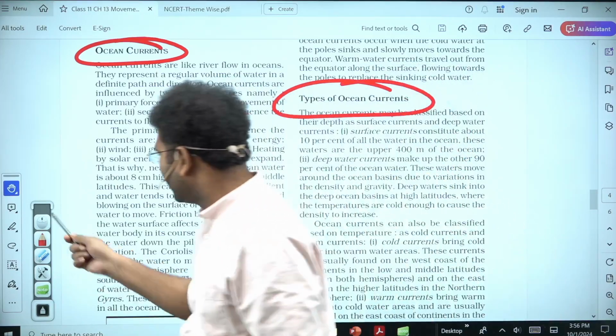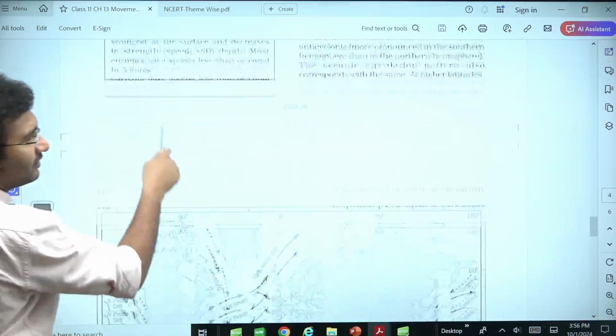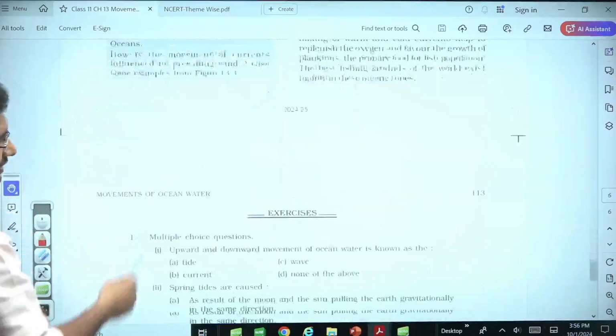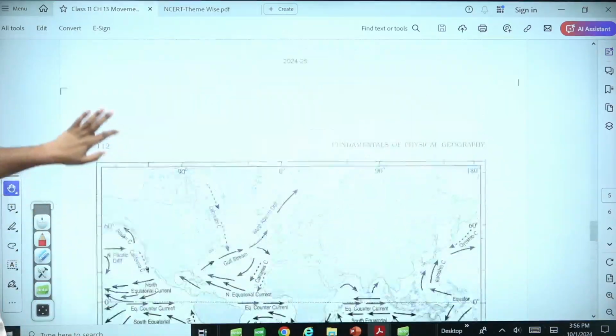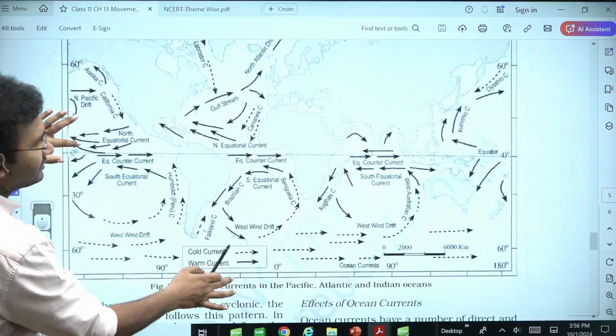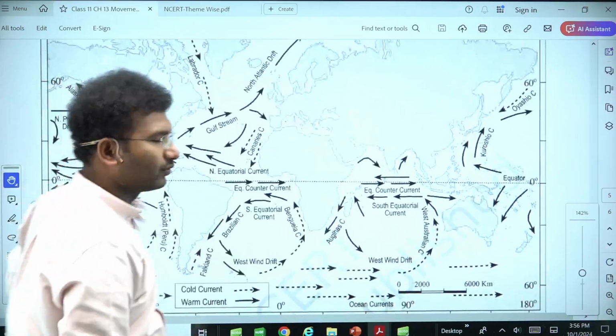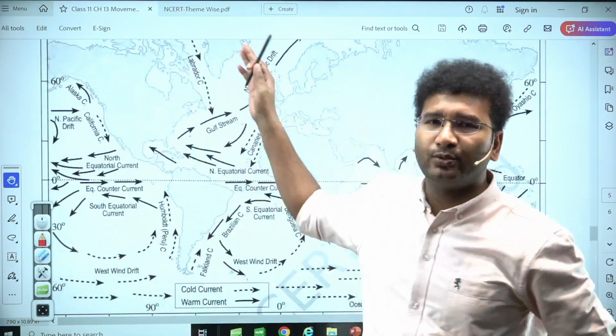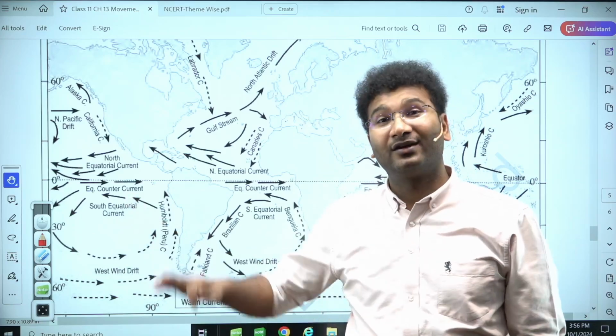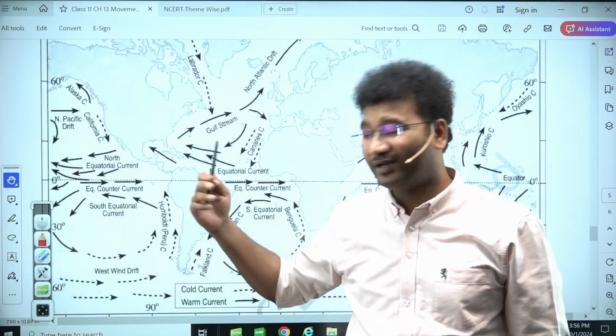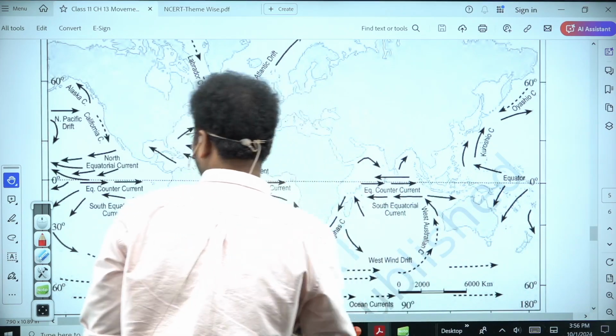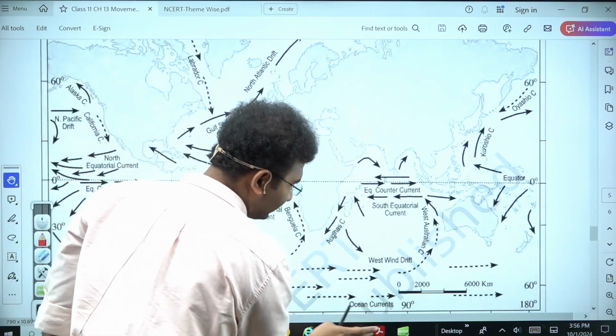There are multiple types of ocean currents, major ocean currents and minor ocean currents, and these are very, very important for you to understand. You definitely have to know these ocean currents. I'll teach you how to remember the names of the ocean currents. Now, for you to understand them, you definitely need to know the easterlies and westerlies concept.